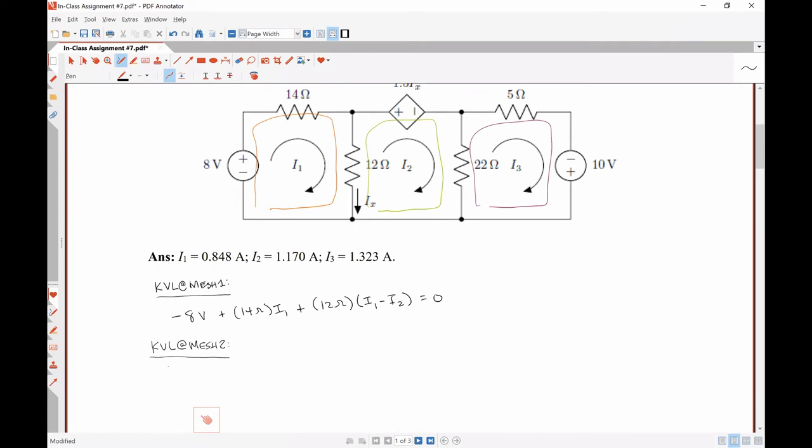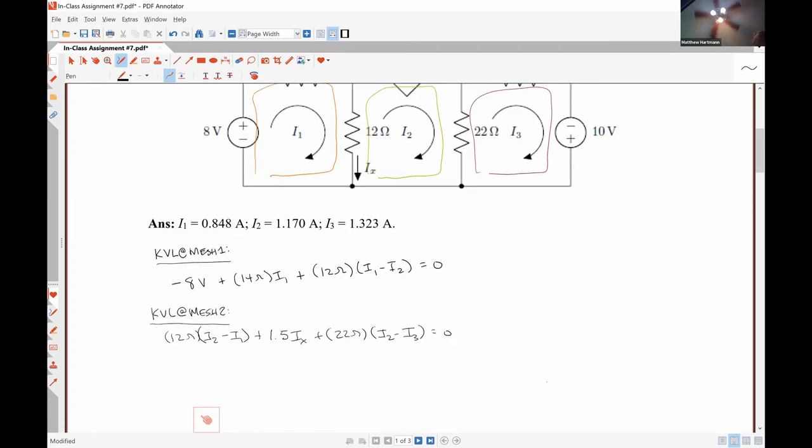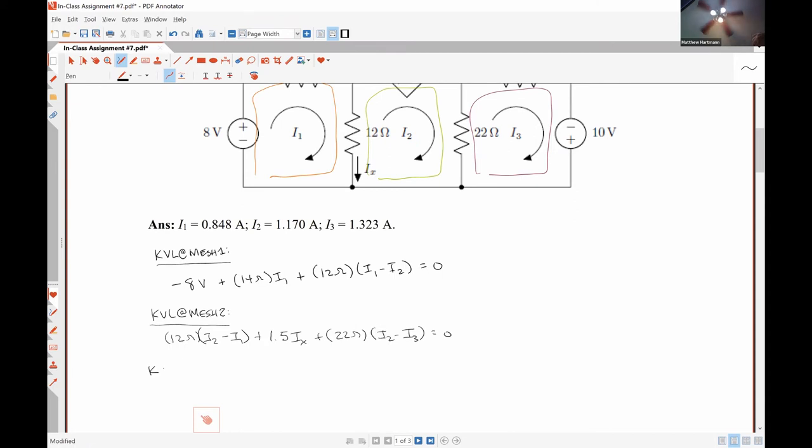12 (I2 minus I1) plus 1.5 Ix plus 22 (I2 minus I3) equals 0. Plus 1.5 Ix. You're faster than I can write it down, but I believe all of that is correct. Plus 22 (I2 minus I3) is equal to 0. Alrighty. And then around mesh 3.